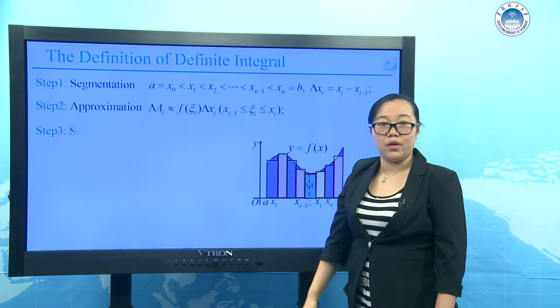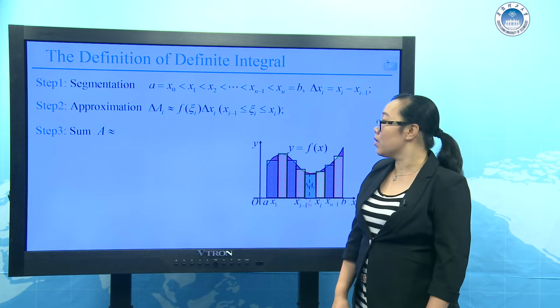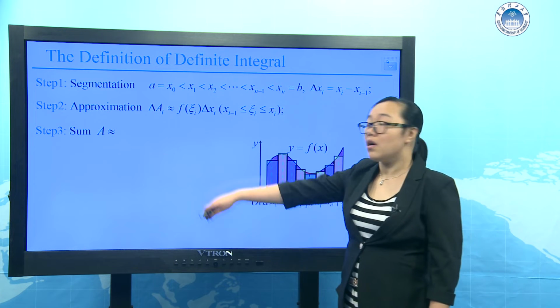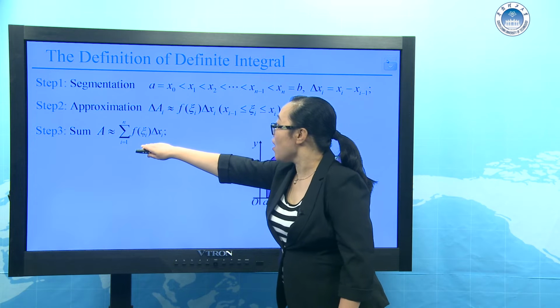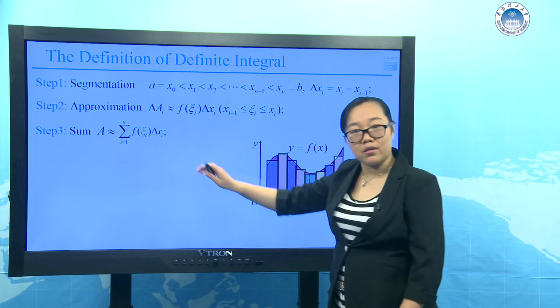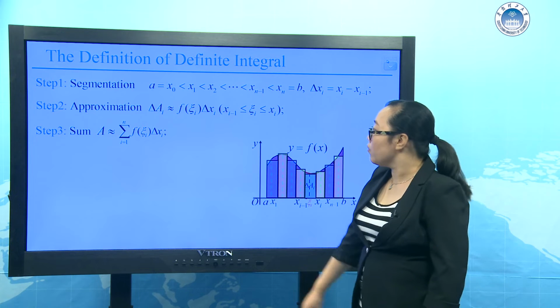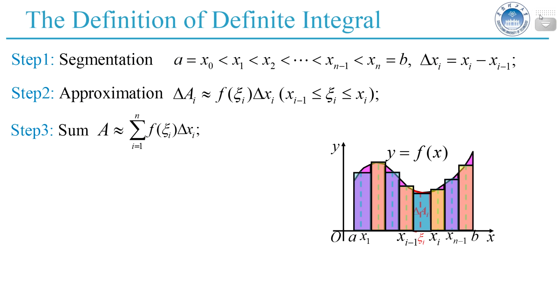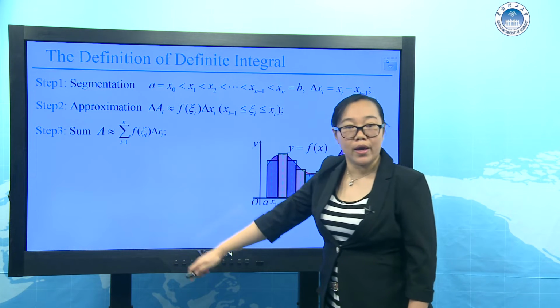Then step 3, do the summation. The summation of the areas is approximate to the summation of f(xi_i) times delta xi. Why not equal? If i goes from 1 to n, and n is large enough, I think the area value is approximate to our real area.